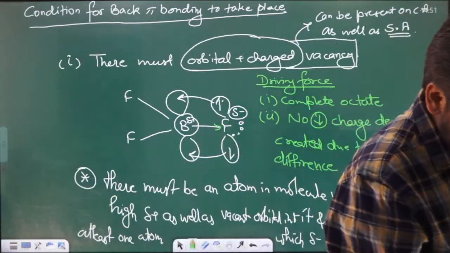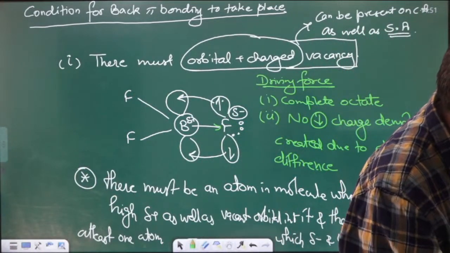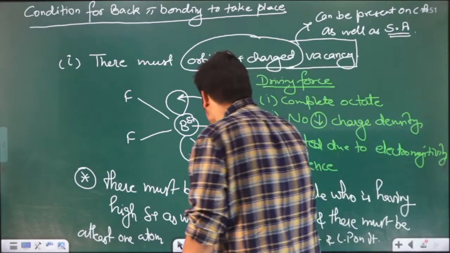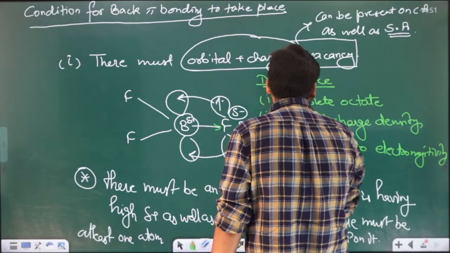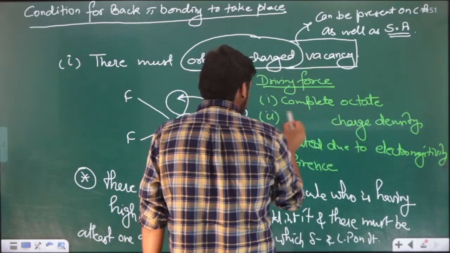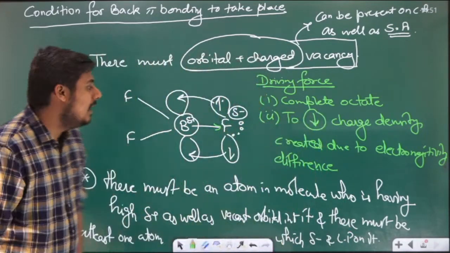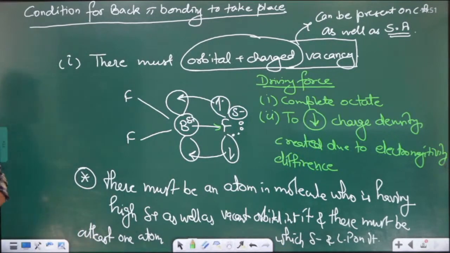To decrease, sir, you write no. Oh, sorry, my mistake. To decrease, no decrease, need to decrease, which is to decrease charge density created by. Okay, so that is now corrected. Thank you very much for the correction. I just wrote it in the flow of the thing.